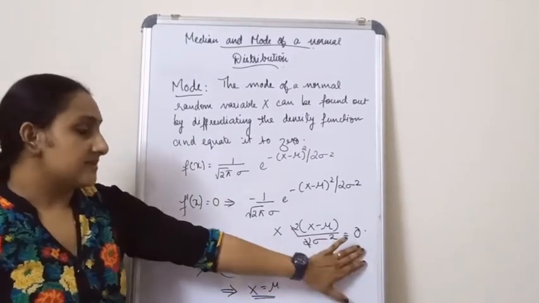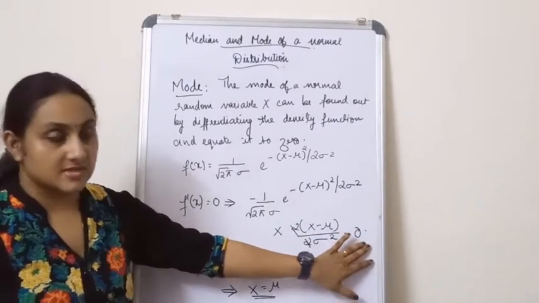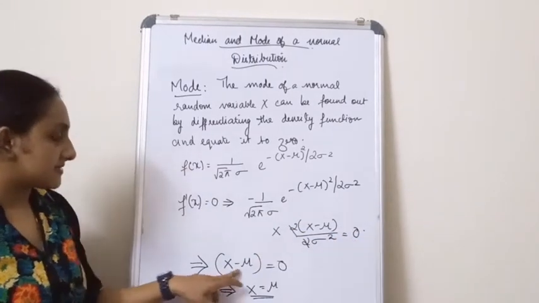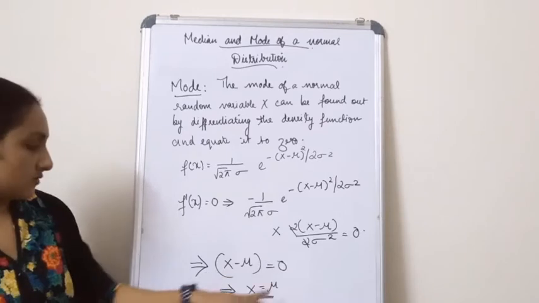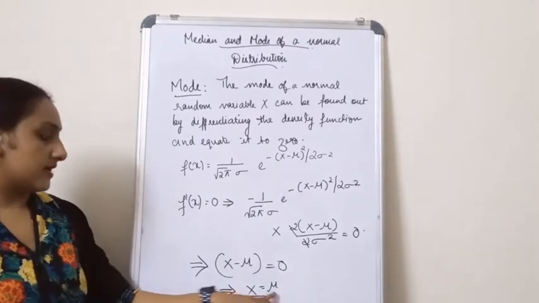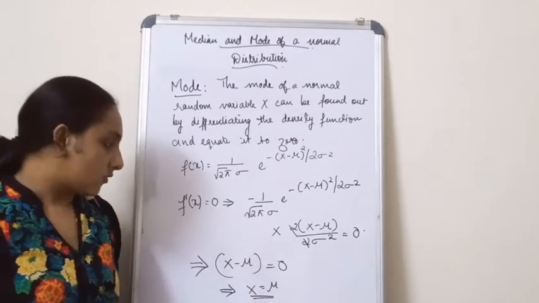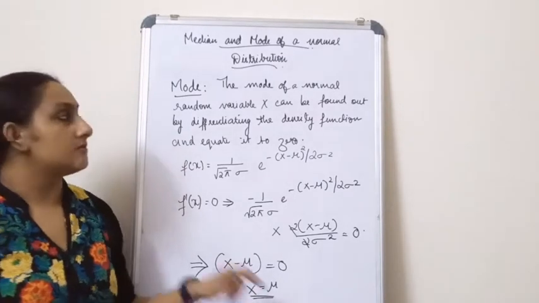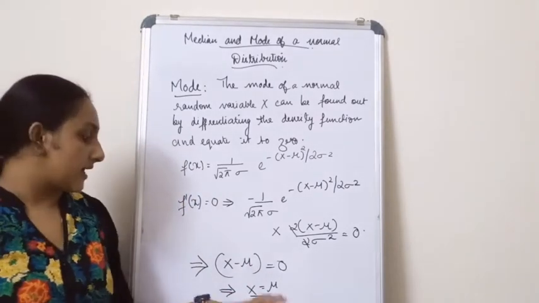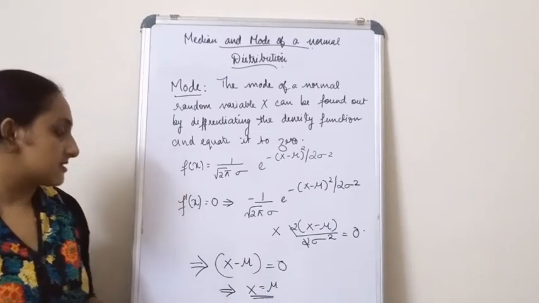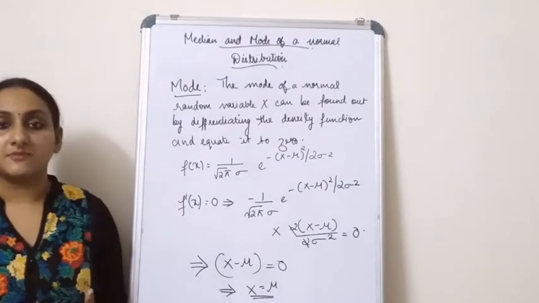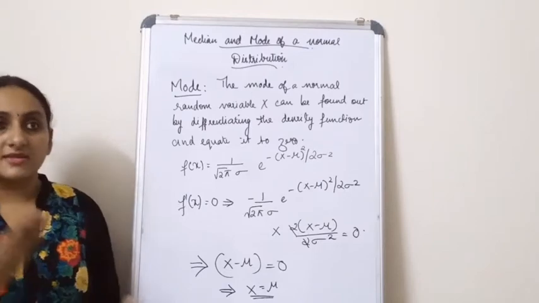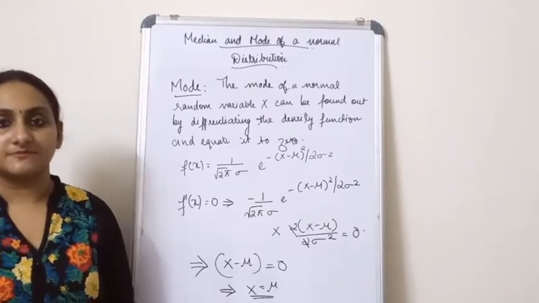Now to the other side means to the right side, so that becomes 0. Now the remaining is x minus mu, and it is equal to 0. Then from that you get x is equal to mu. So this is the mode of the normal distribution. So you can clearly see that the mode, median and mean of a normal distribution, the three are equal.